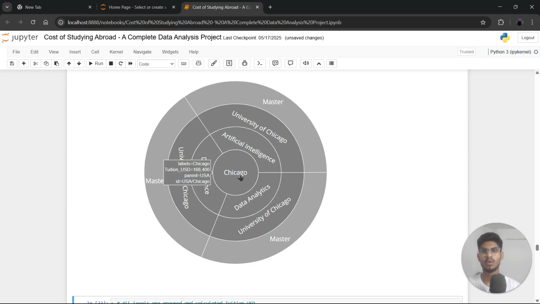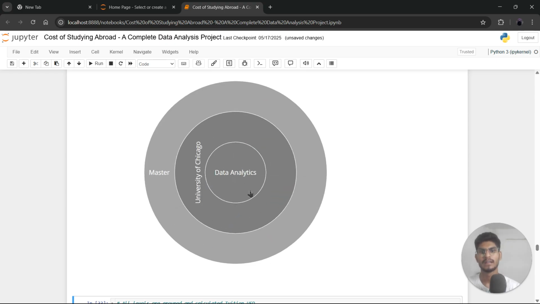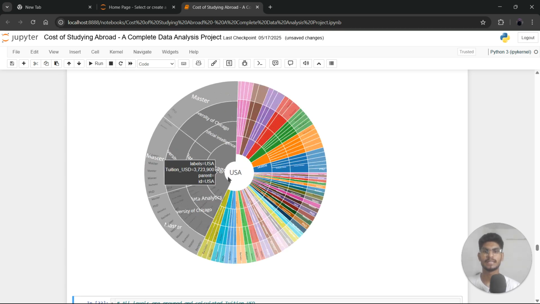And if we hover over it, then it will show the average of the tuition fees, that how much it will cost. Right? If I click it right here, then how much they are costing. So they are costing 52,400 US dollars on average. So that's how you can get to know more about our data set.